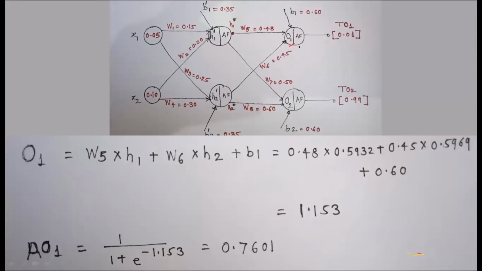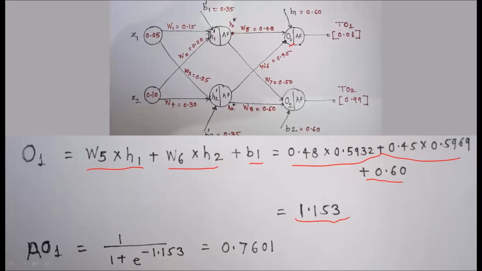We know H1. So O1 is W5 into H1, plus W6 into H2, plus here bias is used, that is B1. So this O1 output we can compute using this sum formula. It is a simple sum formula. We are multiplying input by weight and adding it, and the bias component also we have to add. So we got this value as O1. This is the output of this node before the activation function.